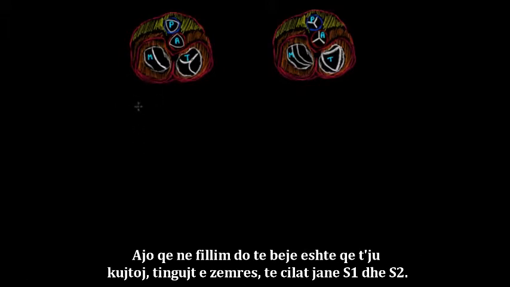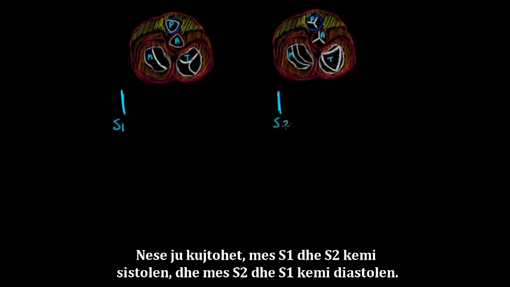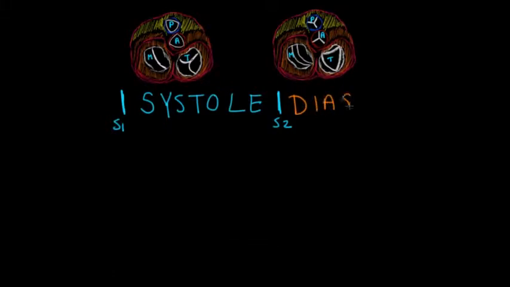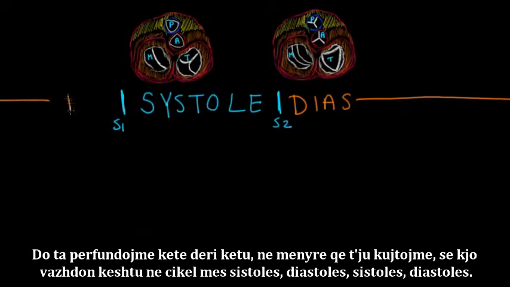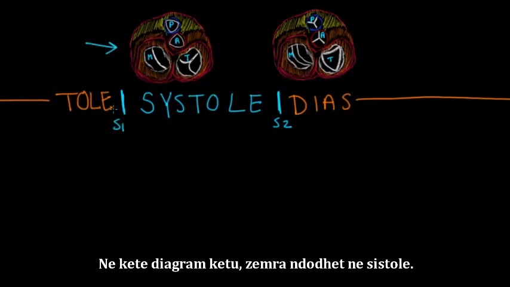And so what I first want to do is remind you of the heart sounds, which are S1 and S2. And if you remember, between S1 and S2, we have systole, and then between S2 and S1, we have diastole. And we'll finish that over here just to remind you that this is a cycle between systole and diastole.